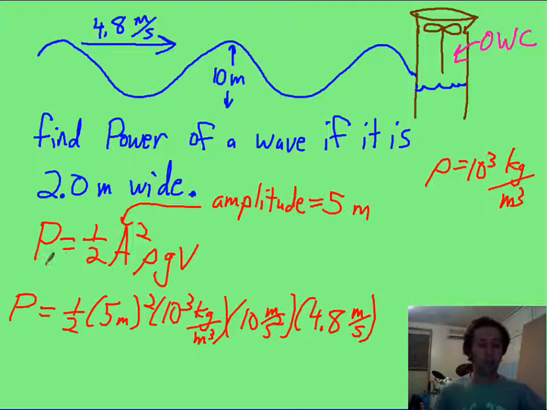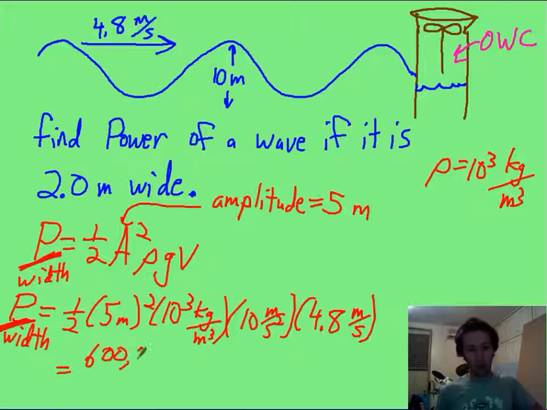The clever thing about this, maybe the frustrating thing, is that this isn't a power equation. It's actually a power per width of the wave equation. The IB doesn't tell you that in the data booklet. I think that's a little dishonest, because the answer you get here is going to be 600,000, not just watts, but watts per meter, because it's actually a power per width.